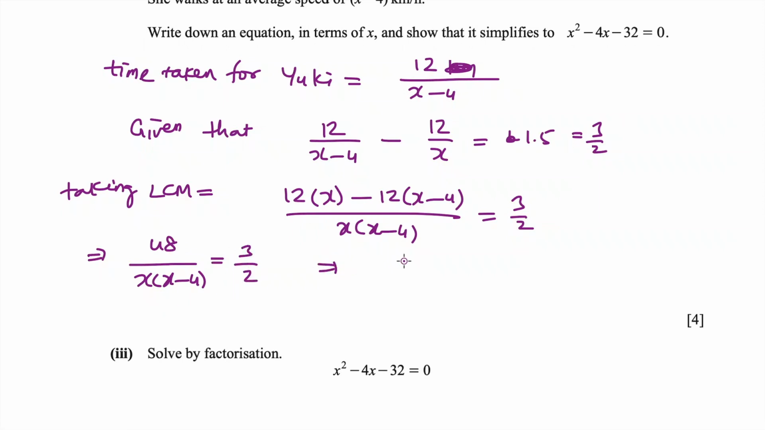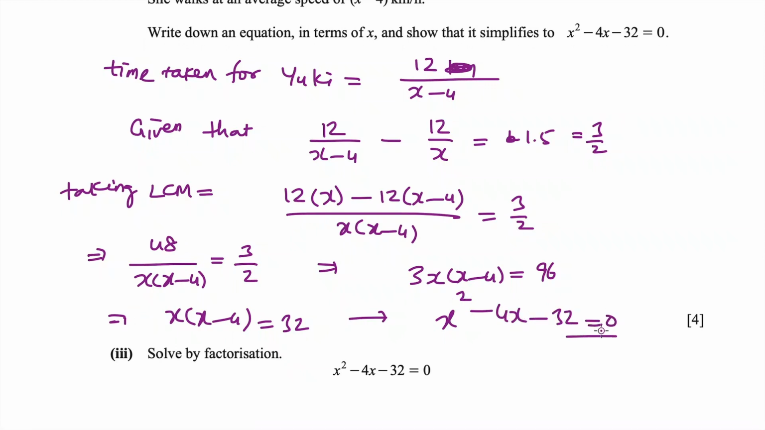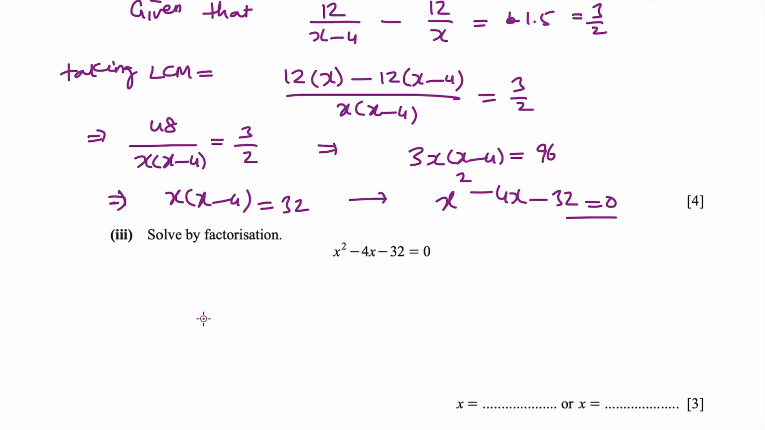So cross multiplication, I will get 3x into x minus 4 is equal to 2 into 48, which is 96. And then dividing by 3, I will get x into x minus 4 is equal to 32, which is nothing but x square minus 4x minus 32 is equal to 0. Right? So yeah, I can include one more step here. I am dividing it by 3 here. That implies x into x minus 4 is equal to 32. And I can expand it in one step, and the final step can be x square minus 4x minus 32 is equal to 0, as they asked us. So this is the proof.